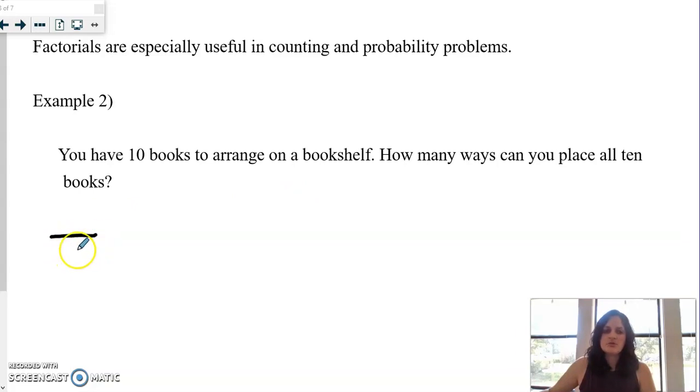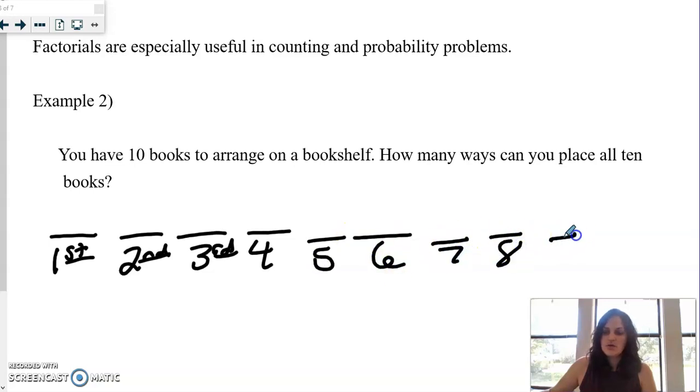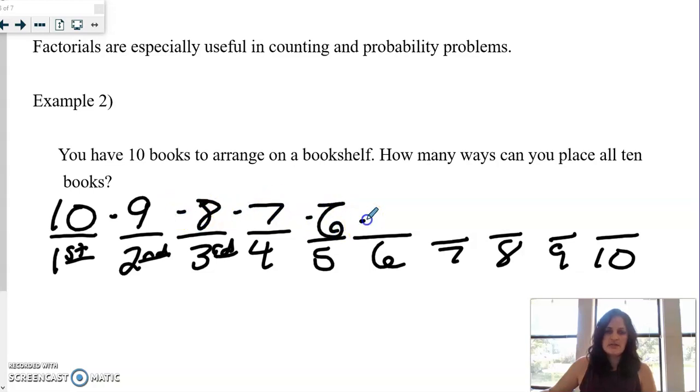Using the fundamental counting principle, you have to pick which one goes in that first spot, maybe the far left spot if you're counting that as your first spot. Then you have to pick which one goes in your second spot, third, fourth, fifth, sixth. And we're using all 10, so we're going to go all the way to the 10th spot. For my first spot, I have all 10 books to pick from. When I pick my second book, I have 9 to pick from because I can't choose the same book for the first and second spot. And then 8, 7, 6, 5, 4, 3, 2, 1.